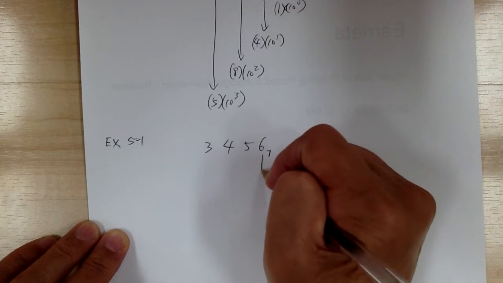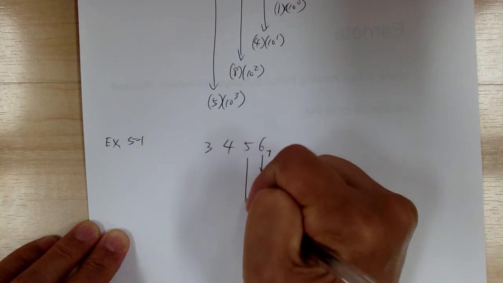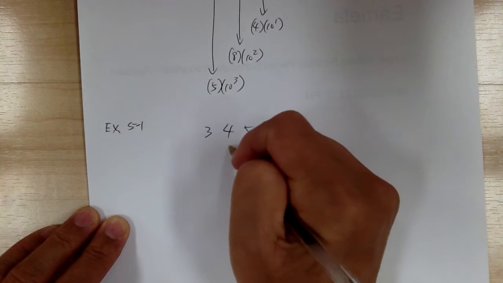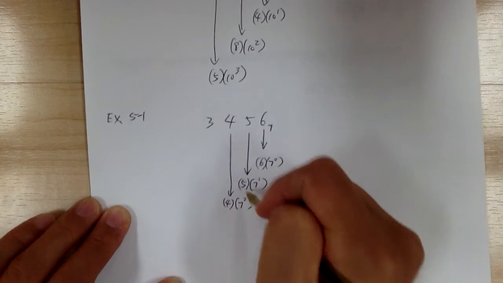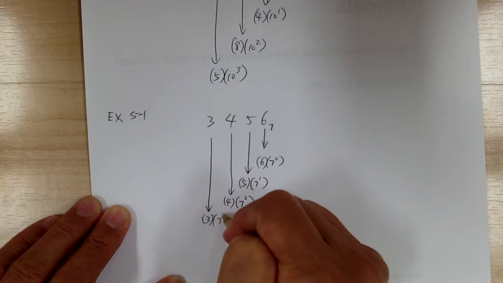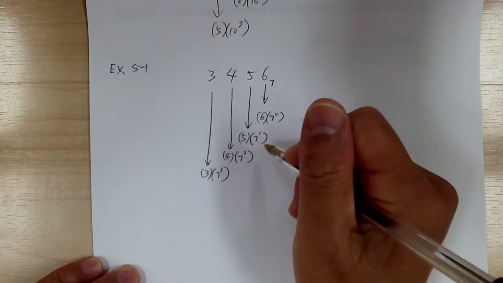So this number is worth 6 times 7 to the 0 power. This number is equal to 5 times 7 to the 1 power. This number is equal to 4 times 7 to the second power. And this is worth 3 times 7 to the 3 power. Now you just have to work it out.